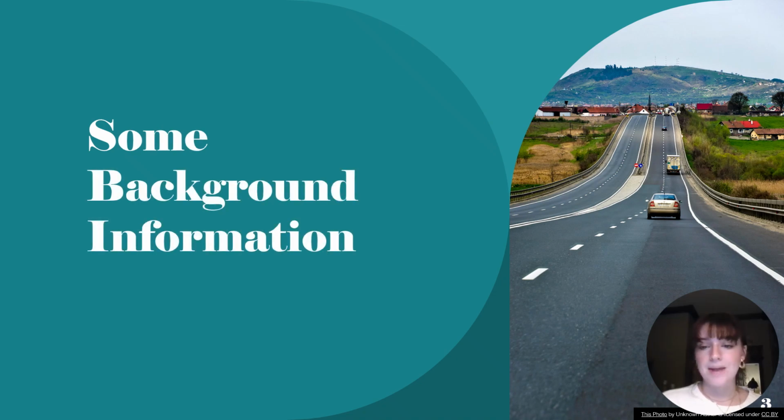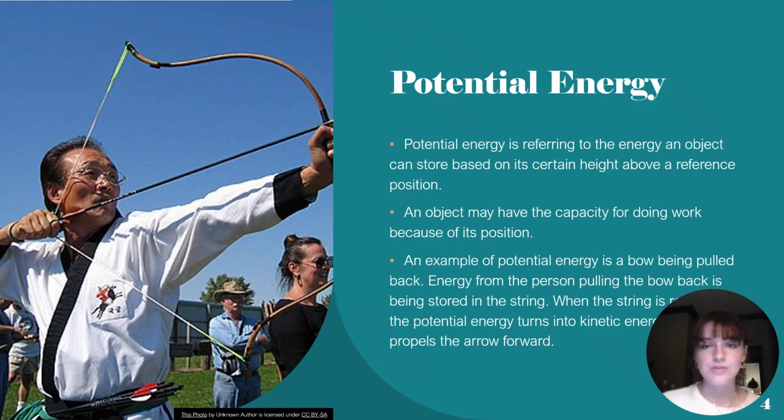So here is some background information to help make sense of the experiment a little bit more. The first thing we're going to be talking about is potential energy. Potential energy is energy that an object can store based on its relative height to a reference position. Let's say I had a rock suspended 10 feet in the air. That rock is going to have a lot more potential energy than a rock on the ground. It's more likely to move eventually or have more force when it moves.